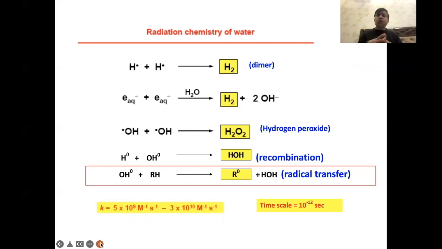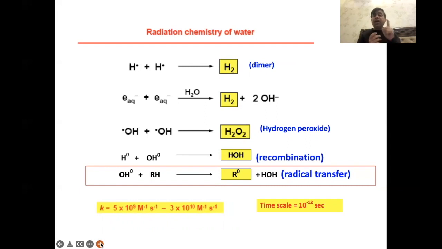Then two hydroxyl radicals lead to the formation of hydrogen peroxide. We know that hydrogen peroxide is a little bit unstable, but as far as free radicals are concerned, it is not very harmful. A hydrogen radical and a hydroxyl radical will form a water molecule with the recombination.